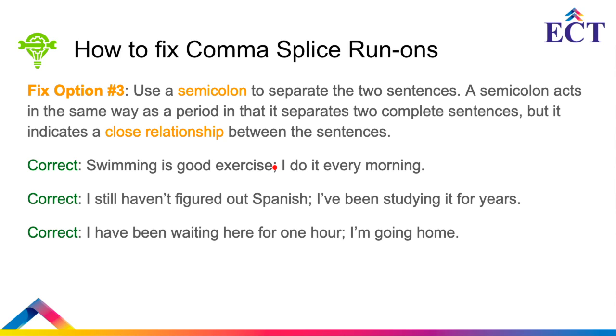Let me take a few questions. Okay, Siddhant, I will explain that a little later. Jagrati is saying so can only be used in new sentences. Janal: swimming is a good exercise, so I do it every morning. Yes, Janal, now you are perfect. Comma splice run-ons, Siddhant, means that you use a comma to combine two sentences, so that becomes incorrect punctuation.